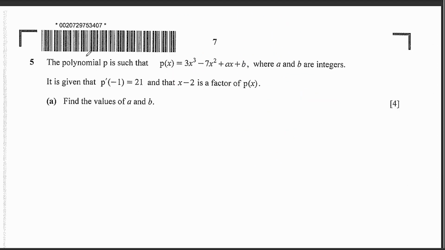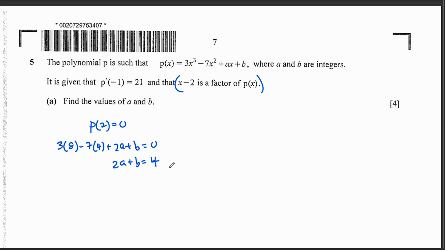The polynomial p is such that, well, this expression where a and b are integers, it's given that the derivative of p evaluated at -1 is 21, and that x minus 2 is a factor of p(x). So we want to find the values of a and b. Perhaps I can just do this one first. Remember, if something is a factor, once we evaluate at that point, it will equal 0. So p evaluated at 2 will be 0, and we just need to substitute the values in, right?